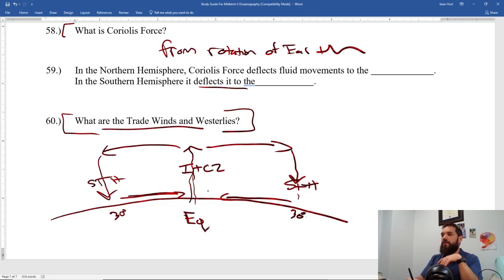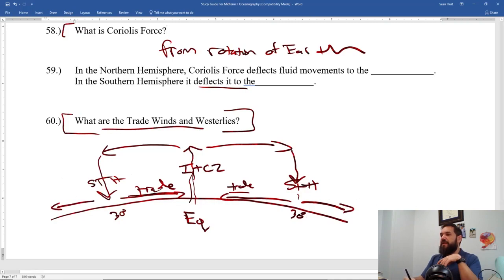So these winds blowing across the surface here are the trade winds. Now some of that wind also goes this direction. On the other side, further to the north or south, so higher latitudes, you get the westerlies. And these are blowing from the west towards the east, whereas the trade winds blow from the east towards the west, at least in the northern hemisphere.